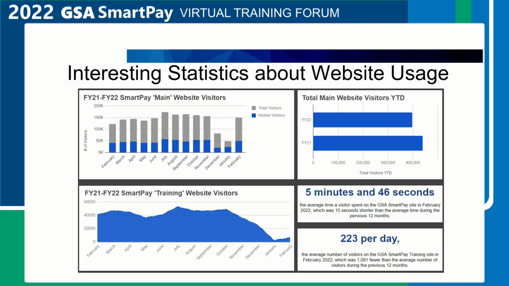Here are some interesting statistics about our website that I wanted to share with you. The first graph shows what percentage of the total amount of visitors are accessing the website from a mobile device. As you can see, about a third of our visitors are mobile. Total visitors in fiscal year 22 were right around 400,000 for the main GSA SmartPay website, spending an average time of about 5 minutes and 46 seconds. Our GSA SmartPay training website gets approximately 223 visitors per day. As you can see, our websites are important in sharing GSA SmartPay related information and training with the community.